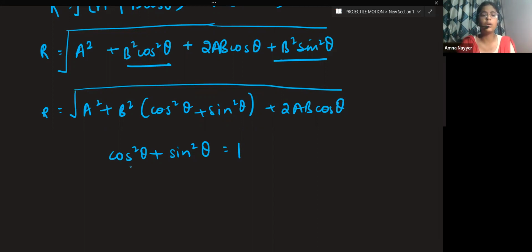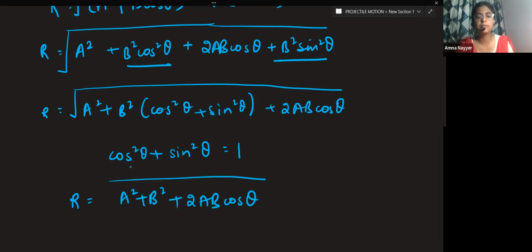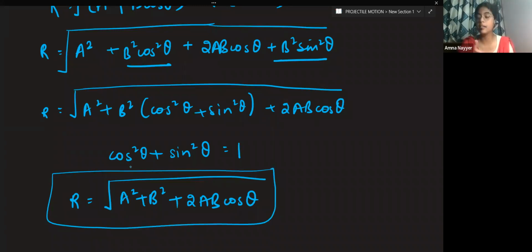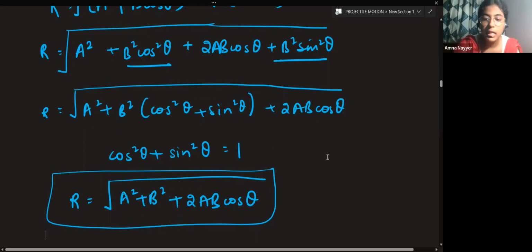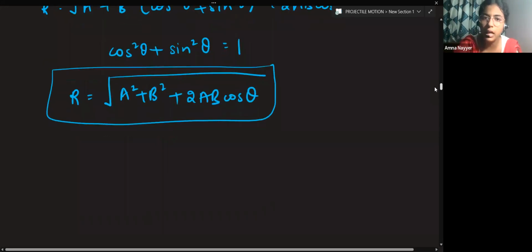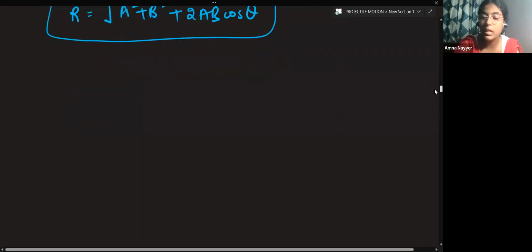So if this is 1, what is the resultant now? A square plus b square plus 2ab cos theta. This is the parallelogram law. So if two vectors are given, making an angle of theta, directly use this from now onwards. Now we'll see further things, how we used it in straight line and everything. But our steps are not over. This was just the second step.